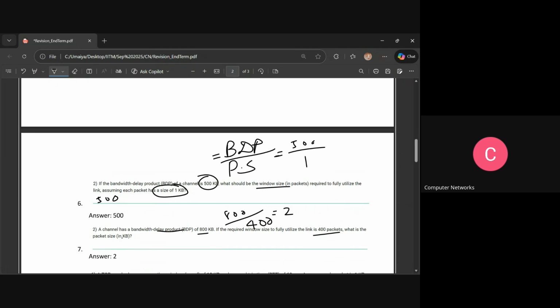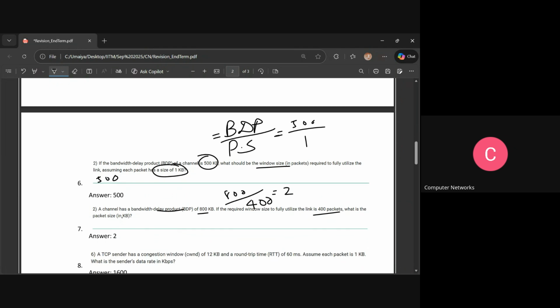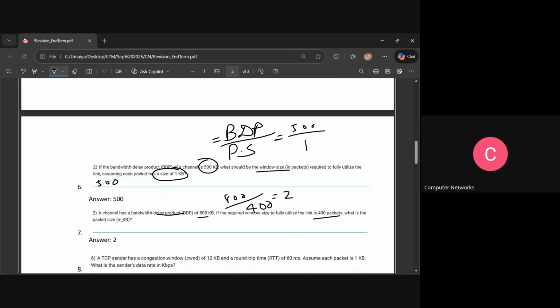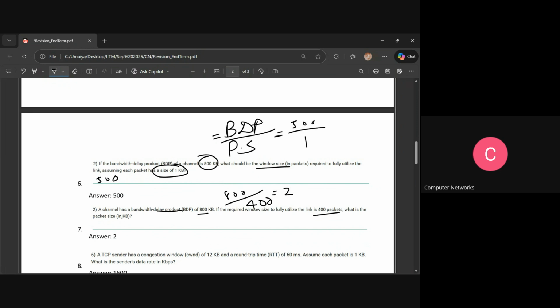So here is the next question. A TCP sender has a congestion window of 12 KB and an RTT of 60 ms. Assume each packet is 1 KB. What is the sender's data rate in kbps? How to find the sender's rate? Data rate is equal to the congestion window divided by RTT. Yes, perfect.